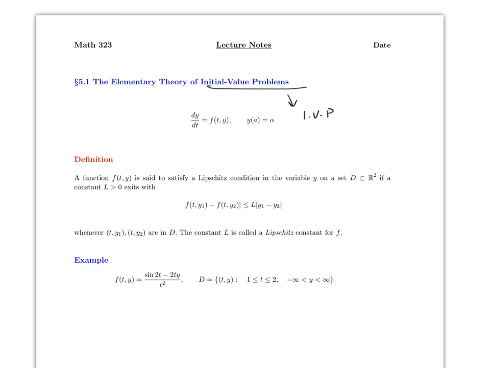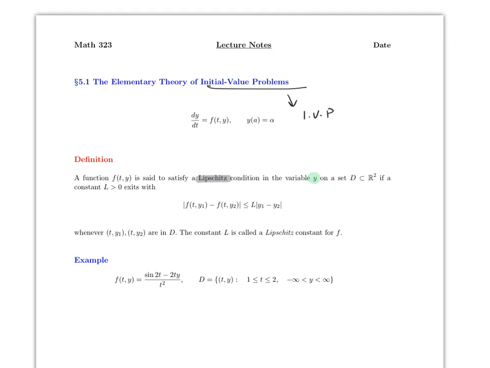So the first definition you need is this: a function f(t,y), which is the right side of the differential equation, is said to satisfy the Lipschitz condition in the variable y. It's very important that you understand that the Lipschitz condition is on the variable y on a specific set. This is a subset of R squared, if you have a constant L such that this is satisfied.